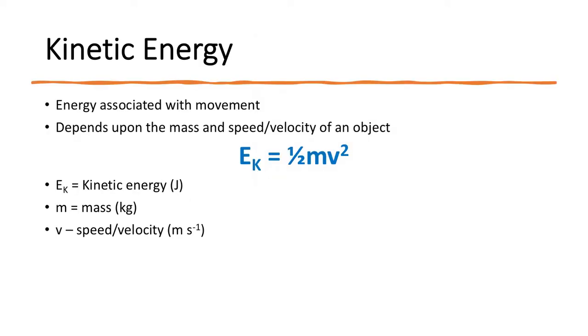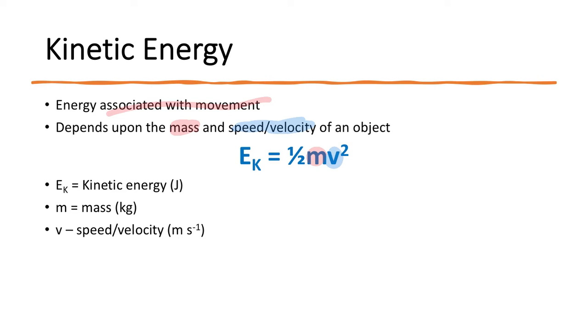Let's have a look at this first type of energy, kinetic energy, the energy associated with movement. It depends on the mass and the speed or velocity of an object. Mass is this m here, and the velocity is this v over here. So EK, or kinetic energy, is equal to half m times v squared. Note that's v squared, not the square of everything.